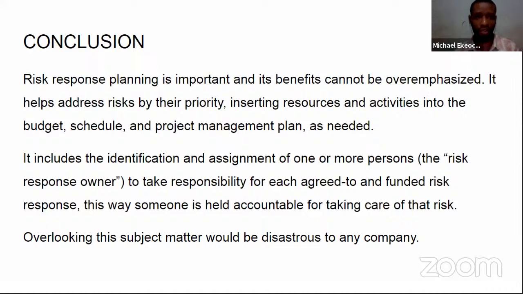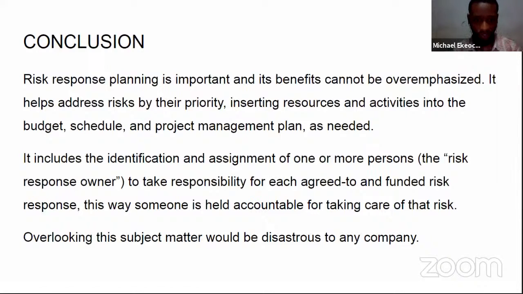So a risk response owner might not be just one person, it can be a particular team. Maybe you can set up a team to manage a particular risk, depending on the magnitude of that risk. If it is a big risk and you feel that it will be too much for one person to handle, you can assign a team of people who are conversant with what the risk is all about, so that it can be managed effectively. So this way, it's all about accountability, right? It's a way of making someone accountable for taking care of that risk.